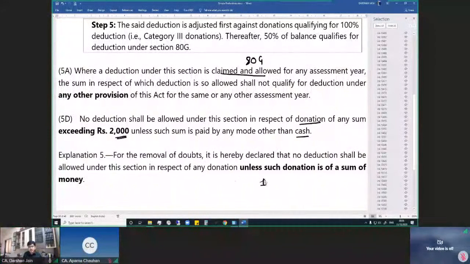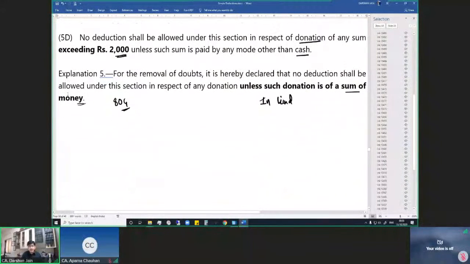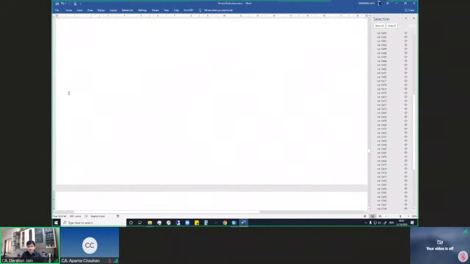Similarly, in-kind donations made to approved charitable trusts or any of the funds would not be eligible for deduction under section 80G. So you have to essentially pay a sum of money if you want to claim deduction under section 80G, because who is going to value the in-kind donation that you give? It's very difficult. What is categorically clarified here is you should pay a sum of money, only then you could claim deduction under section 80G. Nothing that you pay in kind would be available as deduction.